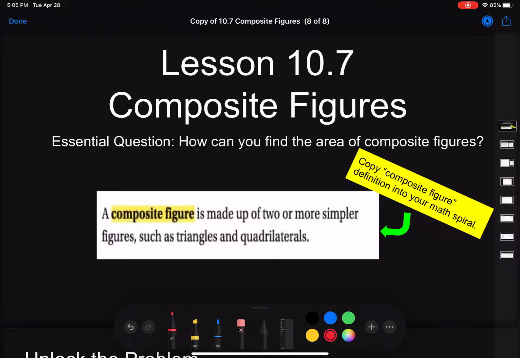So this lesson, 10.7, Composite Figures, you're going to be using all the formulas that we've used so far. So get your notes, and the first thing I want you to write in your notes is 10.7 and composite figures. And you're going to learn to find the area of composite figures. A composite figure is just made up of simple shapes, like when you draw a house. When you draw a house, you draw a square, and then what do you put on top? You put a triangle. Composite figure.